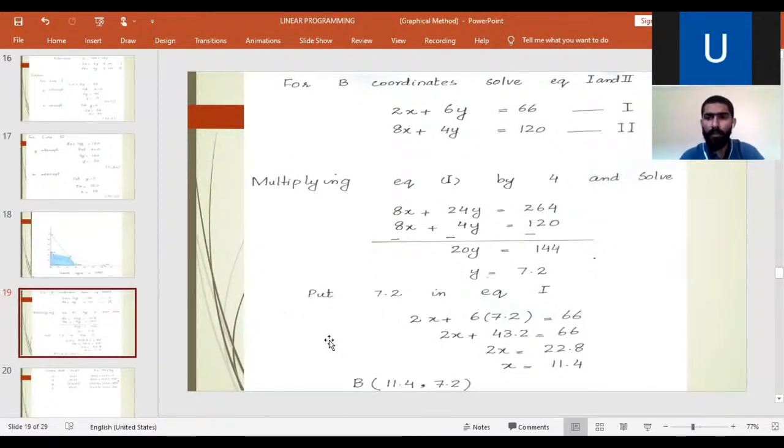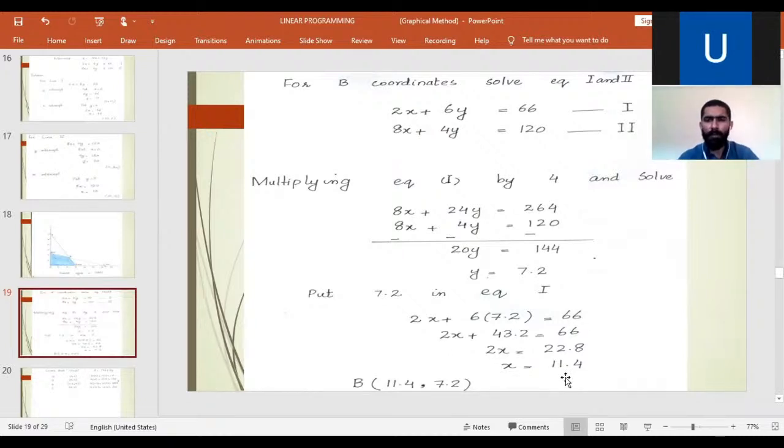In order to solve equation 1 and equation 2, first we have to multiply equation 1 by 4 in order to get the same coefficient. After getting the same value, we will cancel out. Here we will get the value of y, which is equal to 7.2. Now putting this value of y in equation 1 in order to get the value of x, we will get the value of coordinate B.